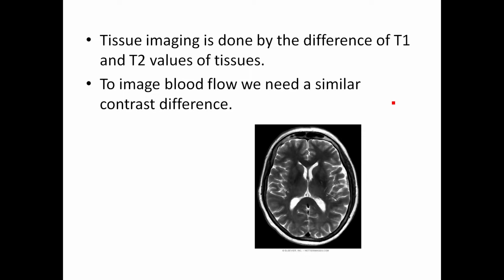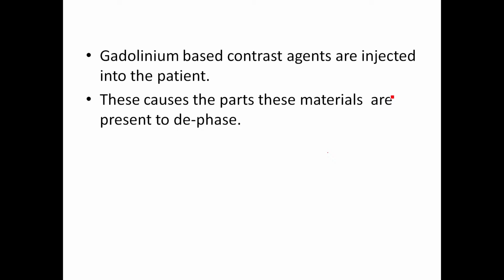However, we cannot acquire the contrast from T1 or T2 values, as over time the T1 or T2 values in the blood don't change significantly. To introduce contrast, we inject gadolinium-based contrast agents into the patient. Gadolinium is a paramagnetic metal ion which aligns its magnetic field to the present magnetic field in the ambient. So, the parts where the gadolinium is present have a different magnetic field than the other parts.